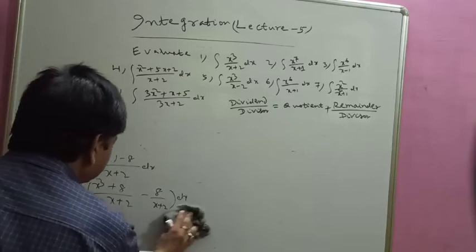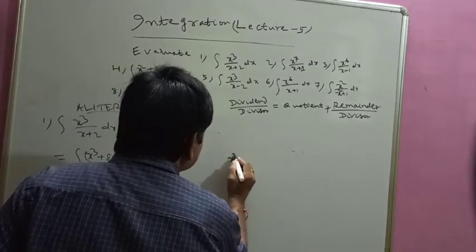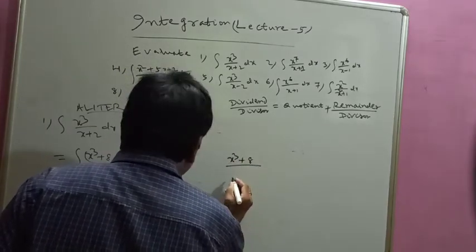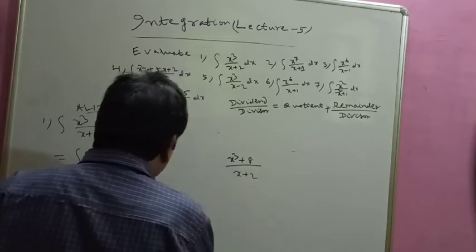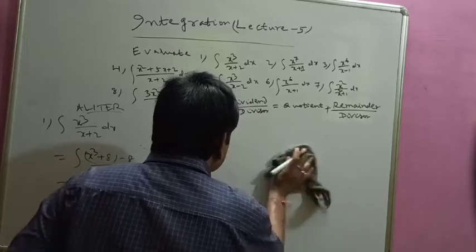So up to this, it is clearly visible. Okay. So what will I do? You do this one. This way you can write x cube plus 8 divided by x plus 2 minus 8 by x plus 2. Okay, so it is written like this.